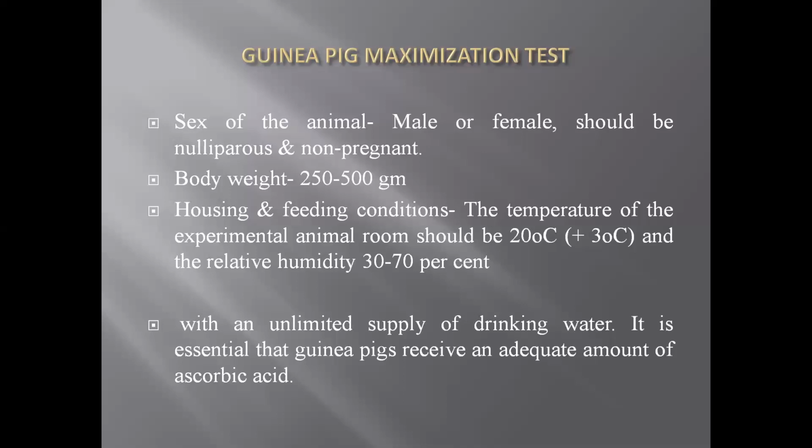And with the drinking water, it is very essential that guinea pigs should receive an adequate amount of ascorbic acid. So why is ascorbic acid very important for guinea pig? Because guinea pig cannot produce ascorbic acid, so it is very essential to give them vitamin C so that they are protected from scurvy.